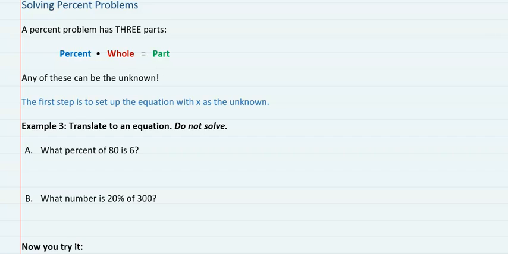So we're going to start with the sentence, and then we're going to turn it to an equation. What percent of 80 is 6? So we're going to say x percent of 80 is 6. Okay, so now we're going to turn this into an algebraic equation. So we get x times 80 equals 6. And we're not going to solve it, we're just practicing doing this first. And a lot of people would like to rearrange this to say 80x because it looks more like an algebraic equation, and that's just fine.